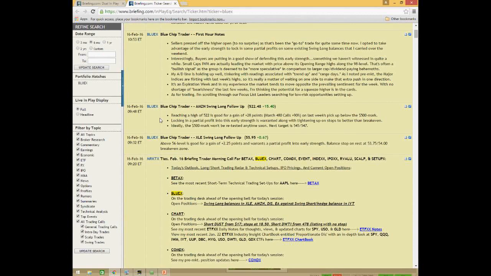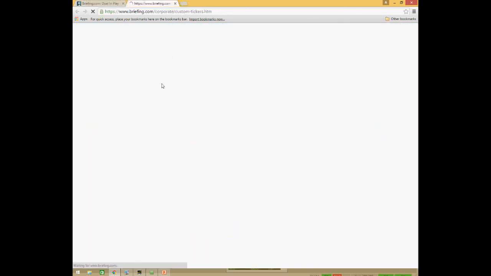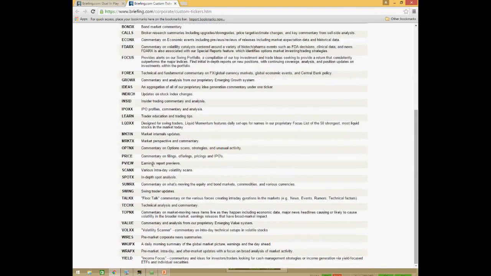So now let's go over how to set alerts within a portfolio to let you know live when Scott's actually placing a trade. So I'm going to close this out. And before we do this, we're going to check out these custom tickers real quick. So you click on this orange tab here. And you can see here, this lists all our trading call tickers as well as our topic-based tickers. So you can see this is Scott's custom ticker up here, BLUEX, as well as the other traders you've seen during the trial. If I scroll down a little bit down here, you can also see the other ticker that Scott writes under, which is swing. This is a swing trader updates.